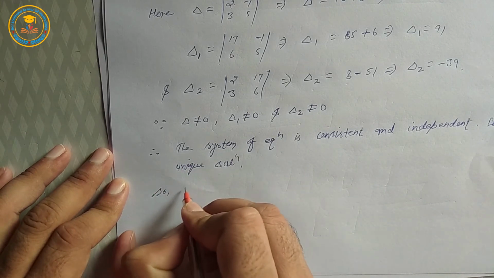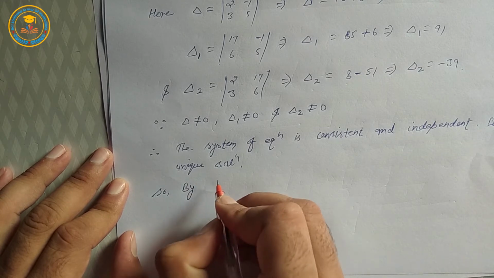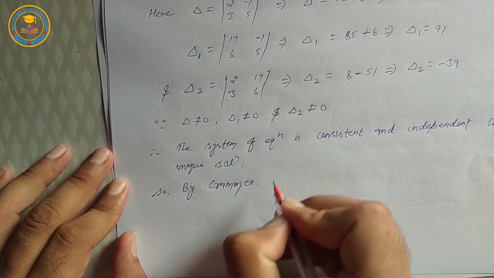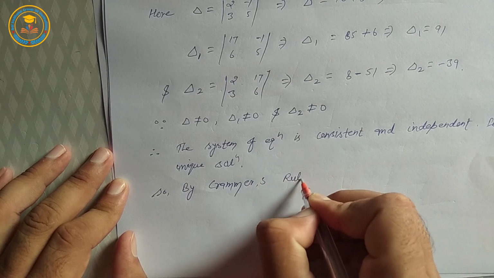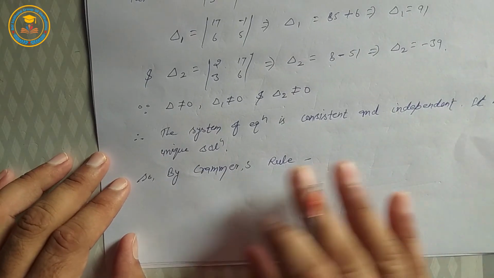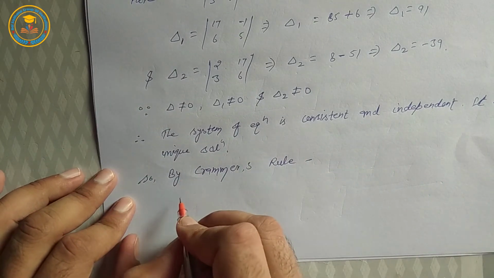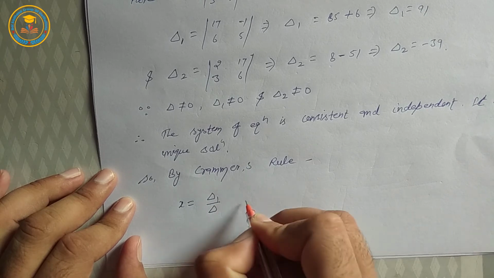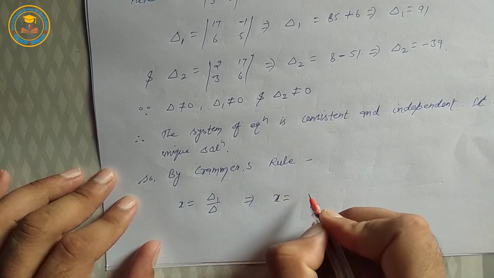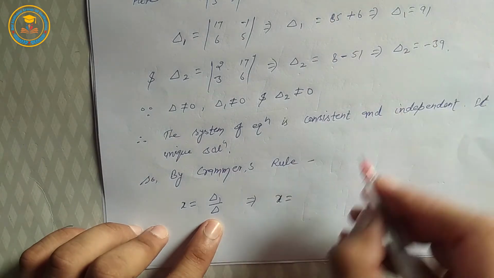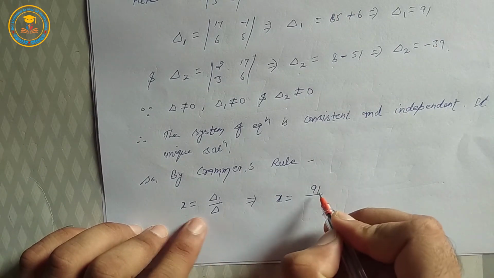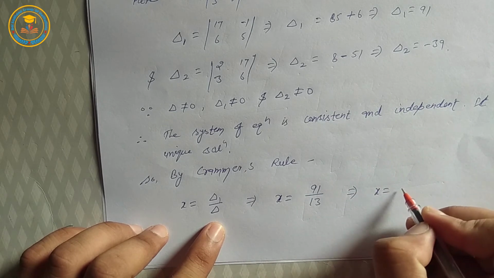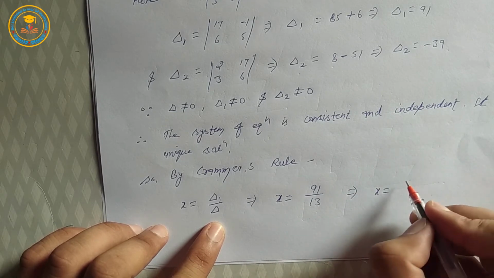So, by Cramer's rule, x is equal to del 1 upon del, which implies x is equal to 91 upon 13, which implies x is equal to 7.